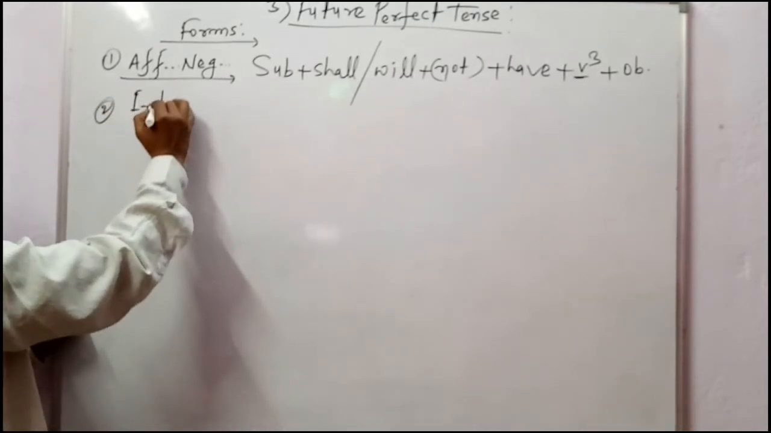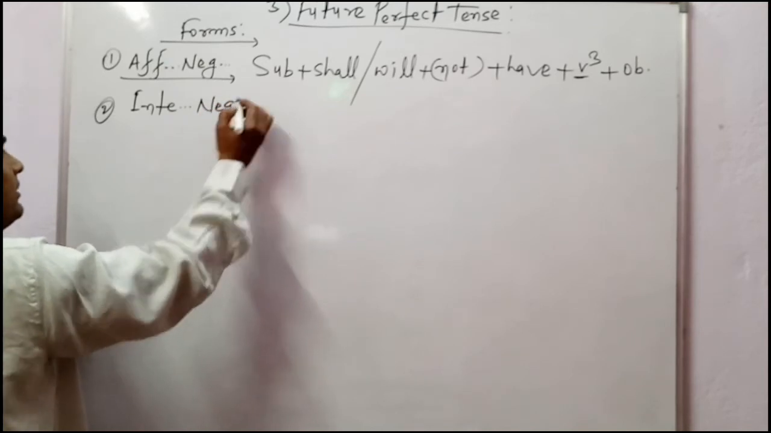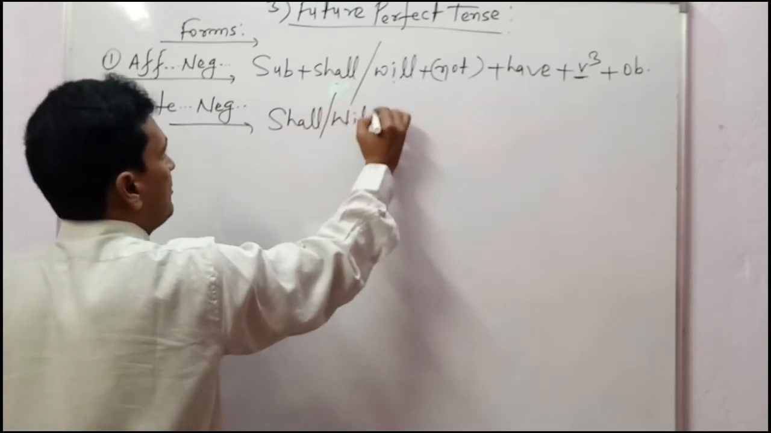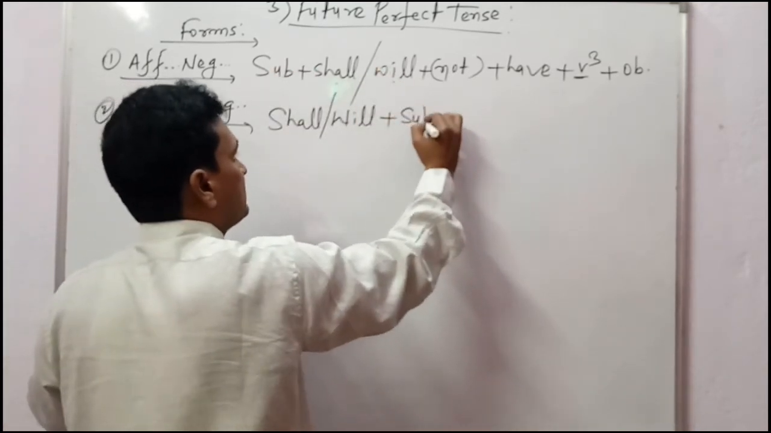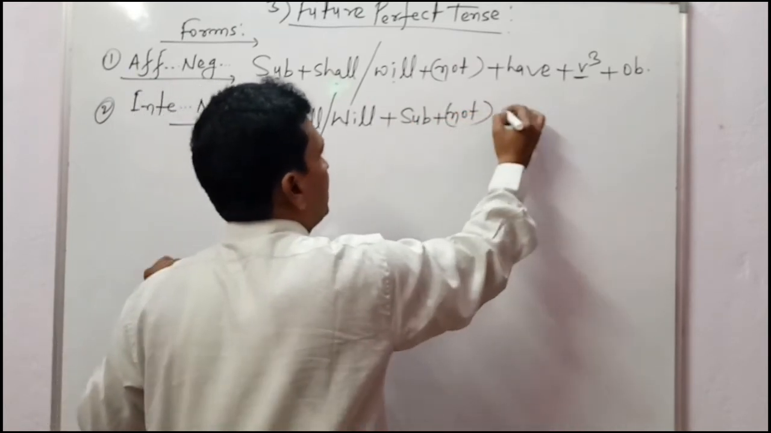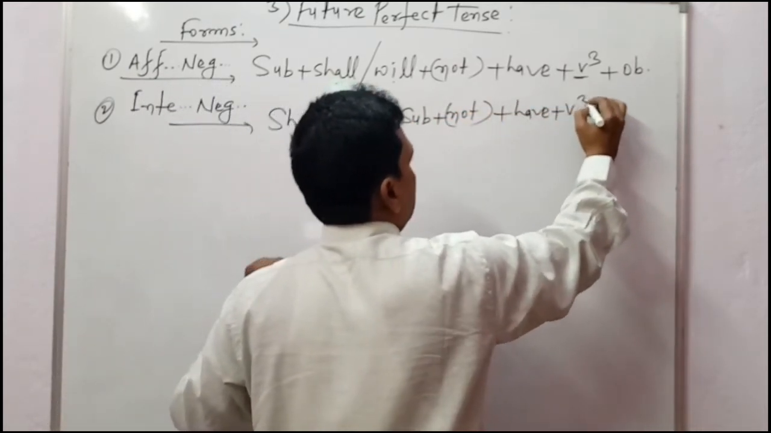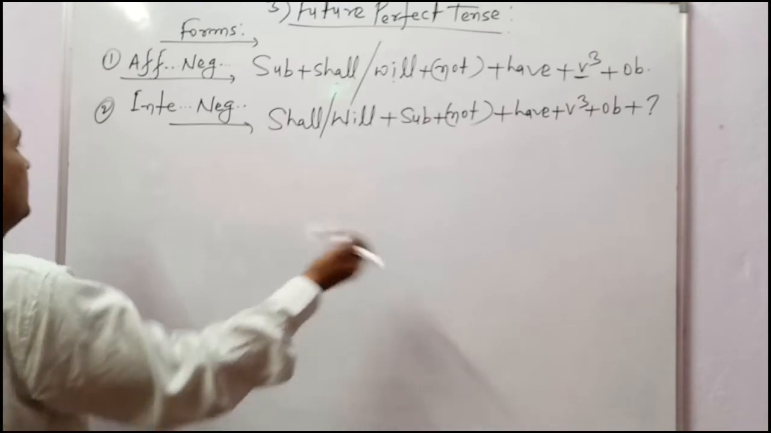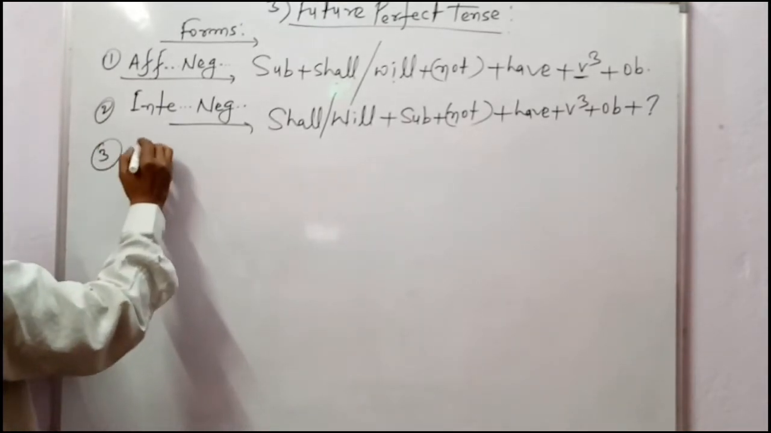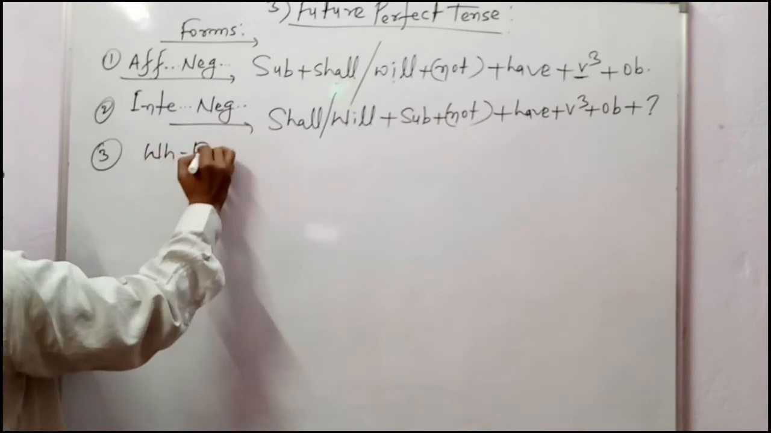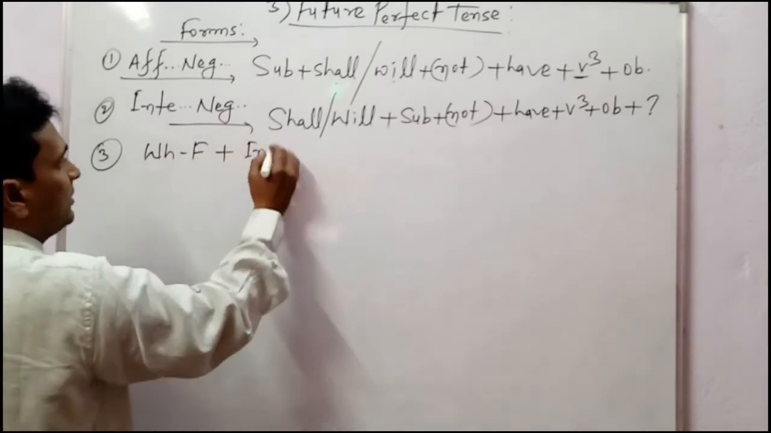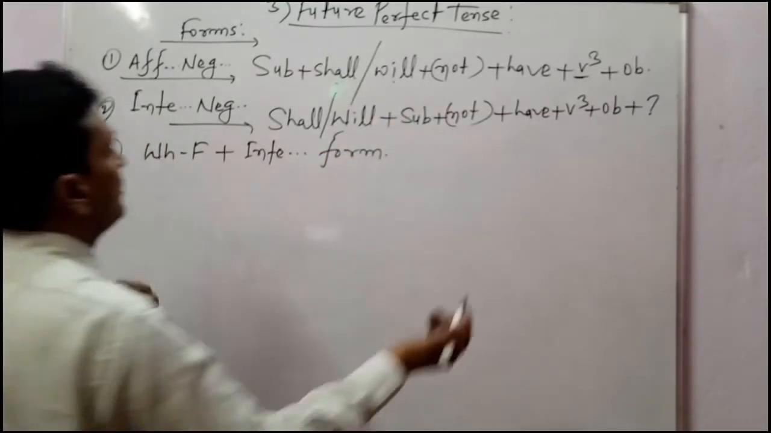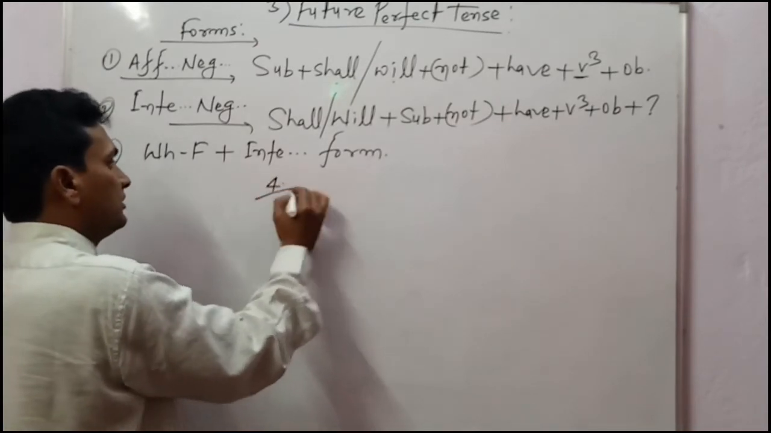Now the second one is interrogative and negative, right? So shall, will, you have to put first, and then the subject will take its place, and then from not everything will remain the same, object, and at last a question mark, right? I hope you have got it. Okay, now the third one is very simple, that is the WH family plus interrogative form, right? Now let's do the fourth one.